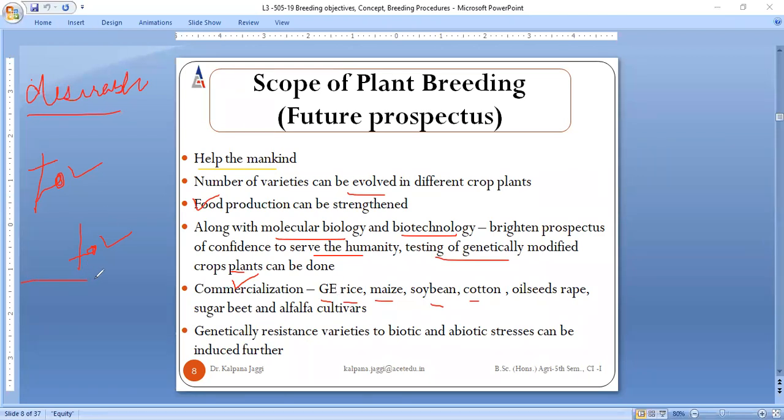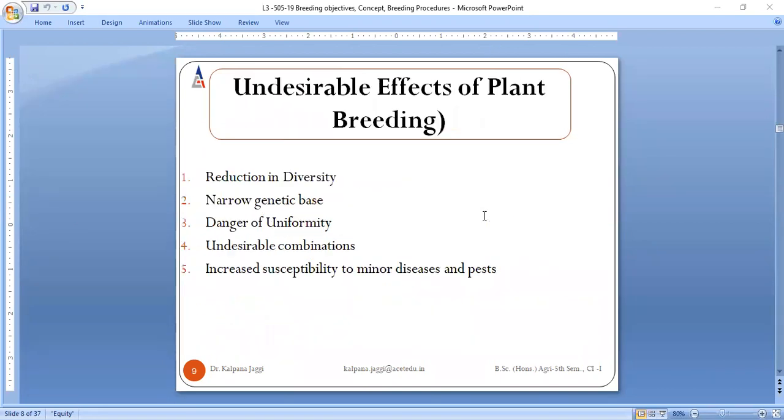Further, we also know that certain of our crop species are susceptible to biotic and abiotic stresses. But with the help of plant breeding, we can go for the production of genetically resistant varieties. So these are all the scopes of plant breeding.